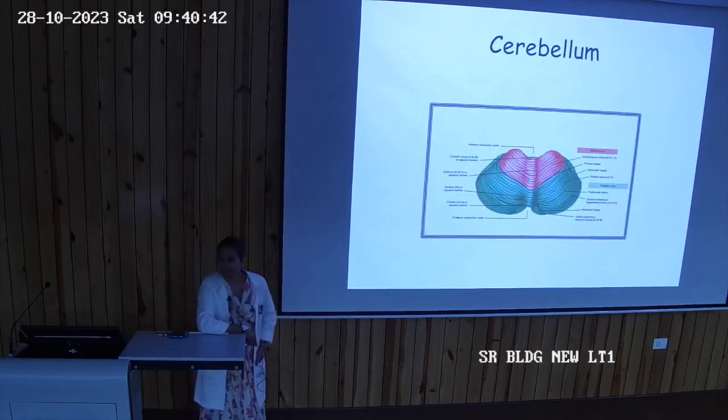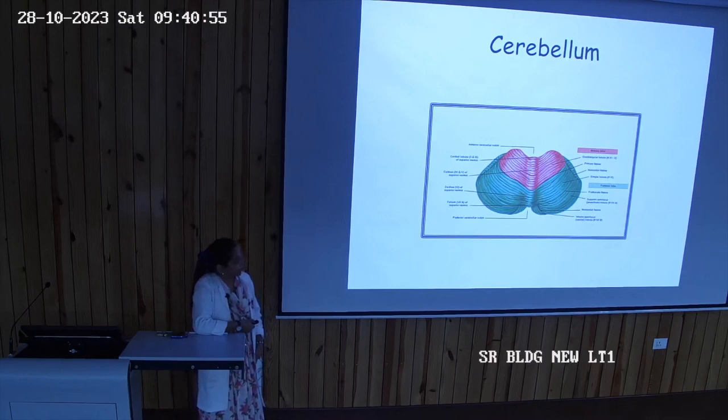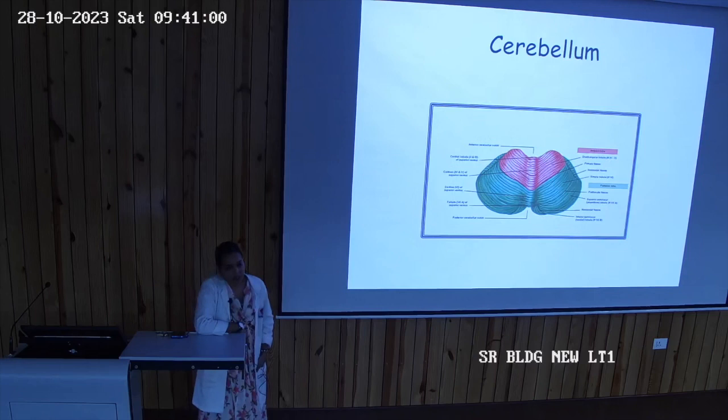Next, we have cerebellum. What is the function of cerebellum? Balance, control of muscular movement, muscle and joint sense, fine motor movements. So basically cerebellum consists of two cerebellar hemispheres. In the center it is connected by the vermis.